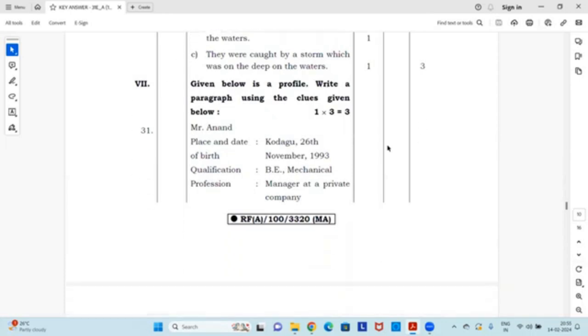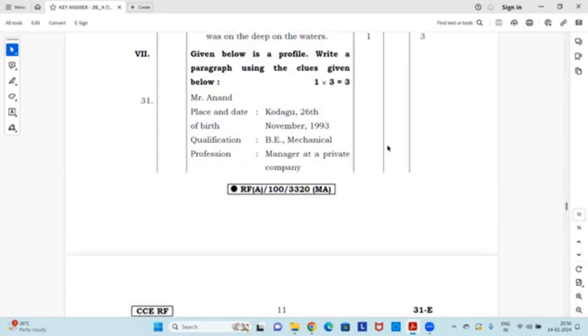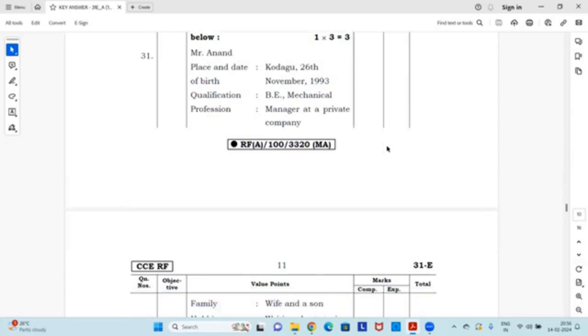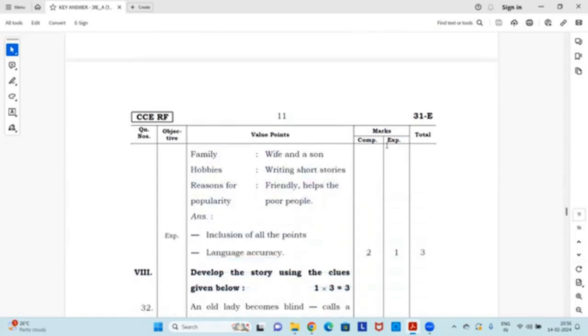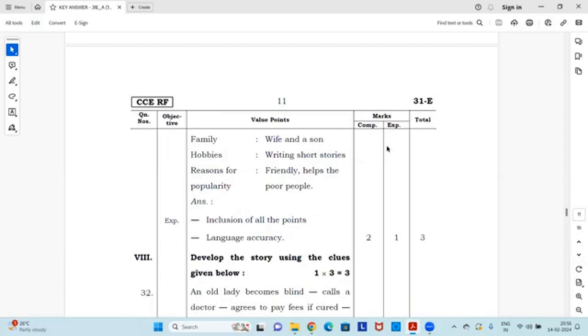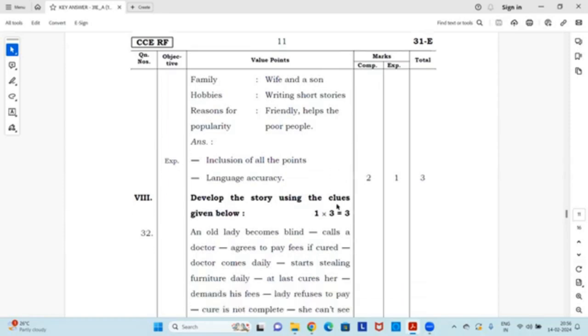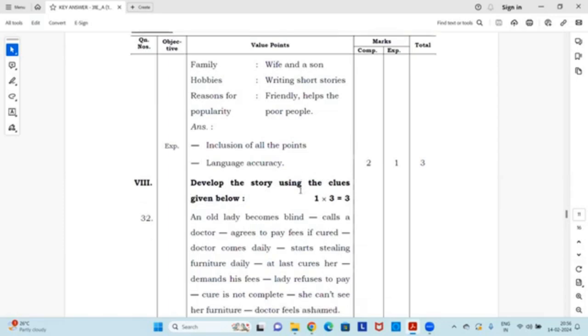Okay, coming to the next main, seventh: given below is a profile. Write a paragraph using the clues given below. Here is a resume, a profile given about Mr. Anand: the place of birth and the date, qualification, profession, family, his hobbies, reasons for popularity. You can write it in paragraph form. He was born on the mentioned date, in the place, with so many family members, and these are his hobbies. Everything given in the resume, you need to write in sentence form in a paragraph, and it should be accurate. So that is how you will get the marks. All the points should be included, and language use should be correct. So that will give you marks.